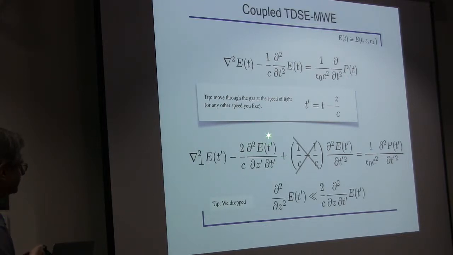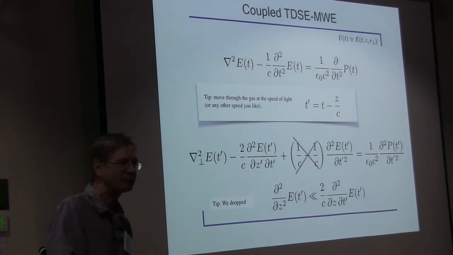Two ways this mixed derivative gets made. That's why the factor of 2 is in there. It just comes from working it out. My homework assignment would be to go from here to there. No problem. And dropping this term is the paraxial approximation.